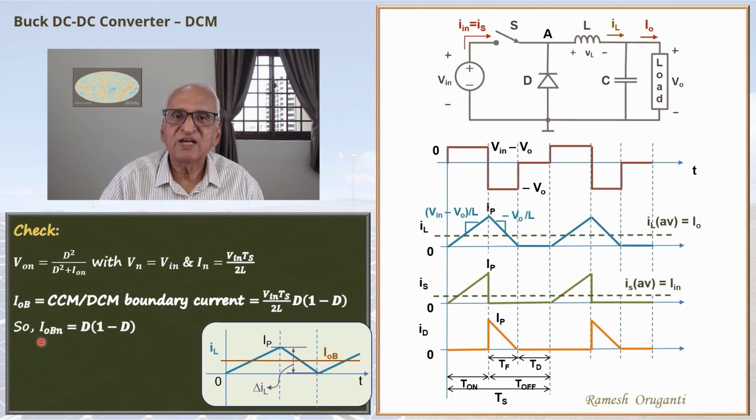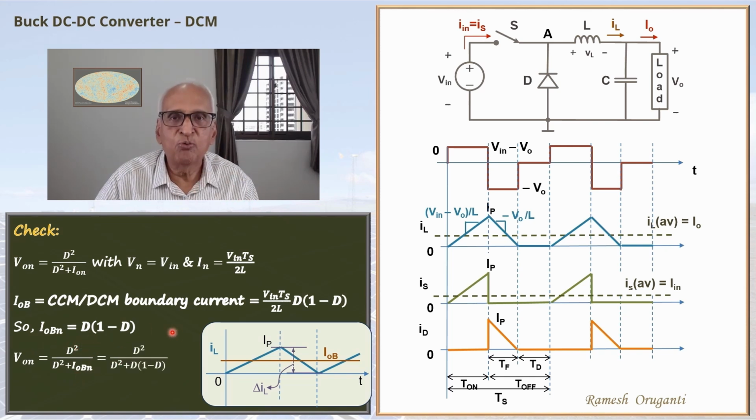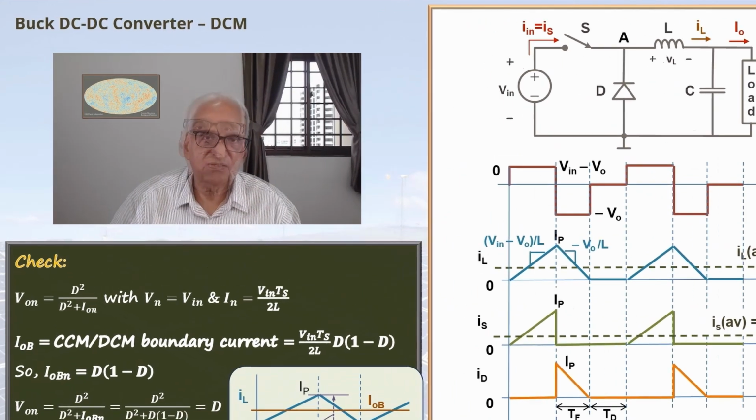This boundary current must satisfy the DCM equation also. So I can substitute this IOBN in that output equation. If I substitute for IOBN d times 1 minus d, we will get d squared over d squared plus d times 1 minus d. D times 1 minus d will be d minus d squared. So d squared and d squared will cancel and VON will be d. That is the output voltage ratio under continuous conduction mode. This is a check on our derivation.